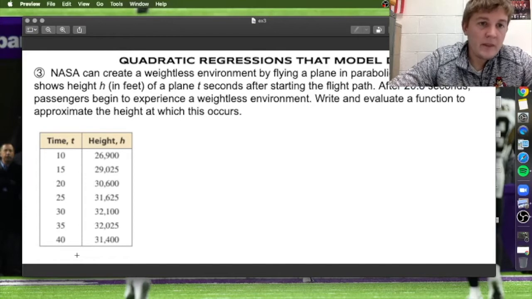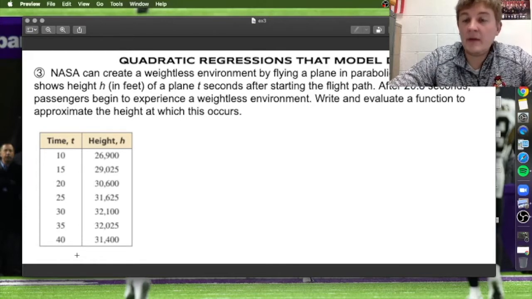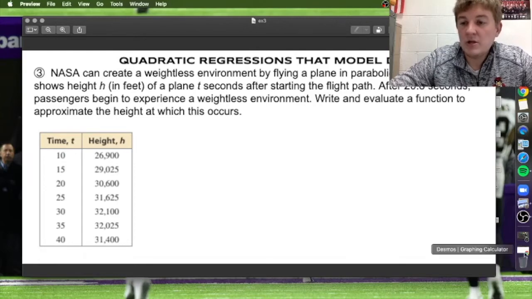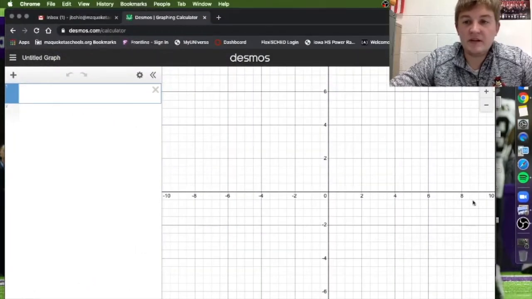Okay. So NASA can create weightless environments by flying a plane in a parabolic path. The table shows the height in feet of a plane t seconds after starting a flight path. After 20.8 seconds, the passengers begin to experience a weightless environment. Write and evaluate a function to approximate the height at which this occurs. So then we'll go ahead and pull up Desmos.